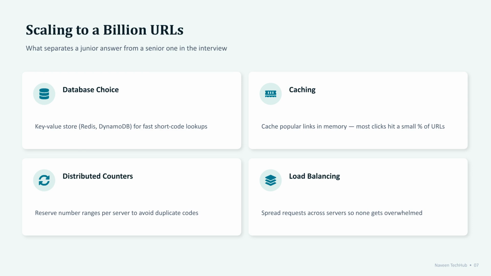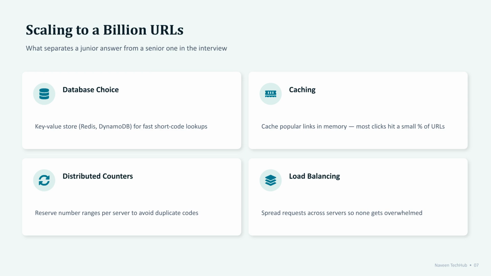Fourth, load balancing. We should place a load balancer in front of multiple application servers. The load balancer spreads incoming requests across servers. This prevents one server from getting overloaded. For redirects, we should also design for low latency.